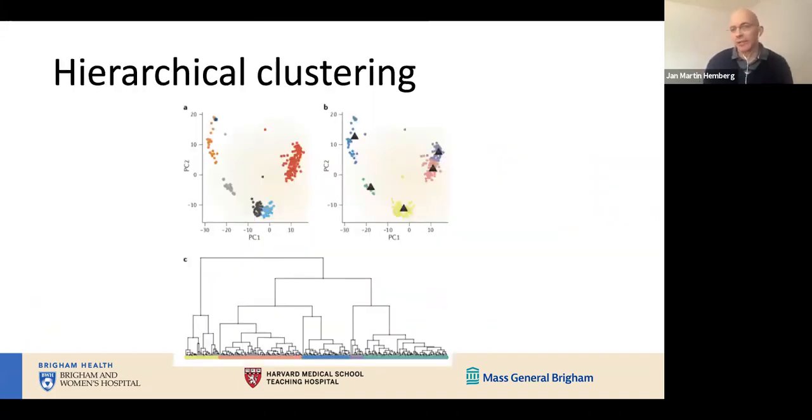Another generic clustering strategy is called hierarchical clustering. This is not very popular in the single-cell field. I think the main reason is that it's quite slow, so it scales quadratically with the number of cells that you have. One major advantage of hierarchical clustering, however, is that it doesn't give you just one solution, but it gives you multiple solutions. You can get this type of tree here, and once you have done that, you can choose where you want to cut in the tree, and that will give you the final outcome.